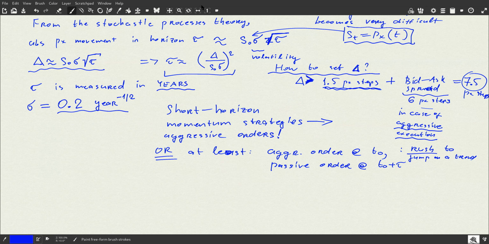Okay, so a rush to jump on a trend, and at T0 plus 2, you can say possibly take more time, possibly you can, to exit your position.